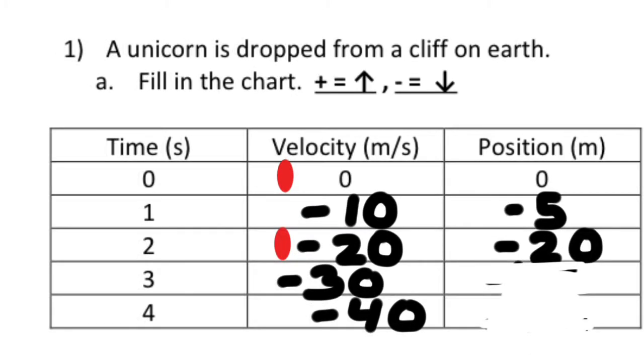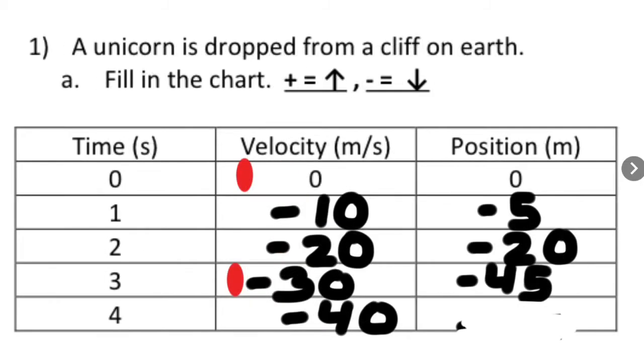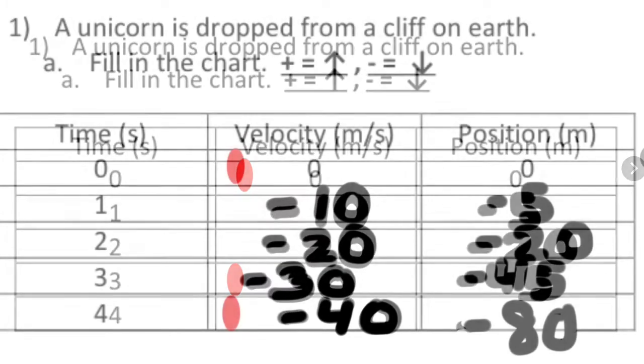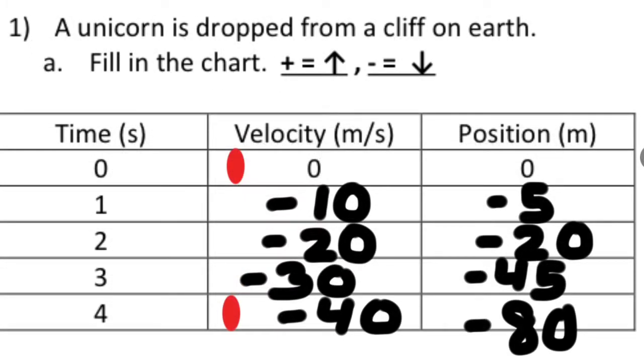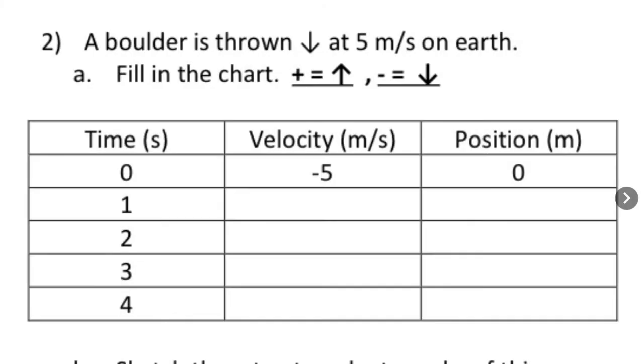Position at 2 seconds. Average of 0 and negative 20 is negative 10, times 2 is negative 20 meters, is how far it's gone. Position at 3 seconds. Average of 0 and negative 30 is negative 15, times 3 seconds is negative 45 meters. And at 4 seconds, average of 0 and negative 40 is negative 20, times 4 gives you negative 80 meters. That's it. Here's the next problem.